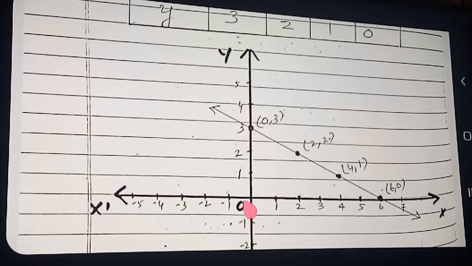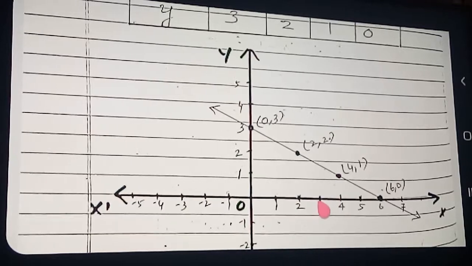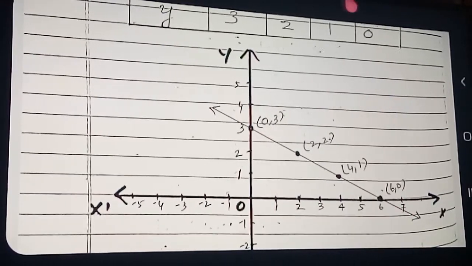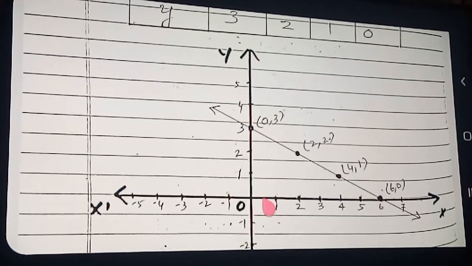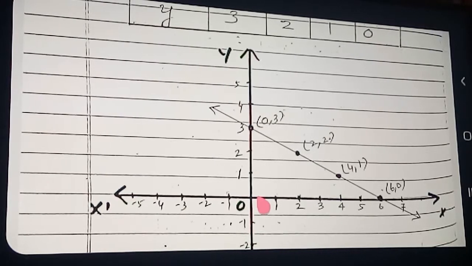Listen, some students are marking first 5 divisions, 1 marking. Then after 10 divisions they are marking 2. That is wrong. So on the x-axis and y-axis you mark uniformly. So here 5 divisions and here also use 5 divisions only. After 10 divisions marking, no, your method is wrong. And graph also you will not get properly.